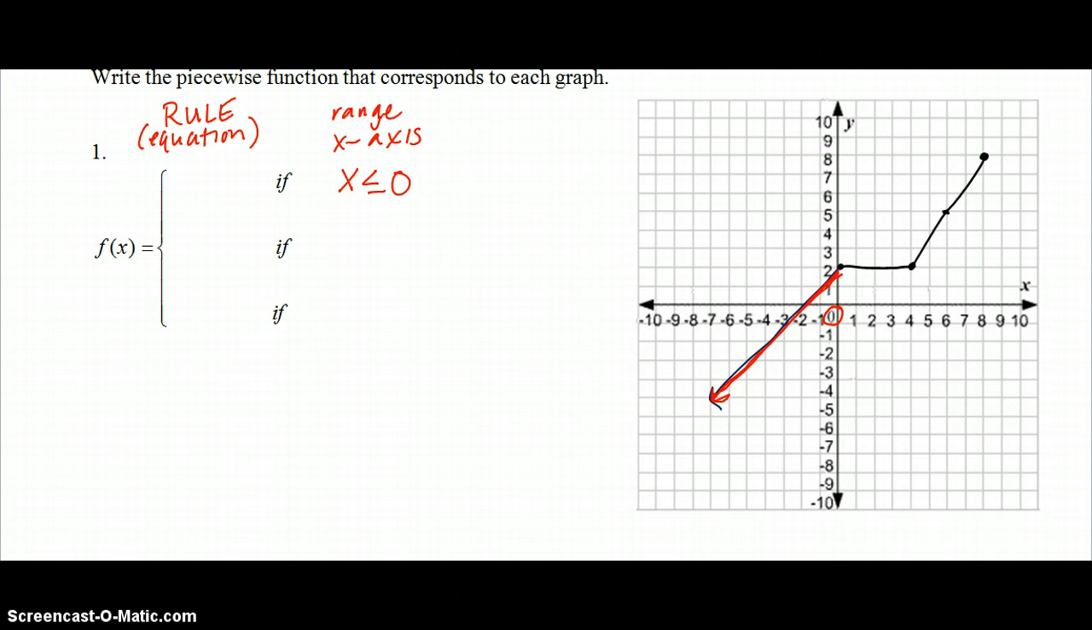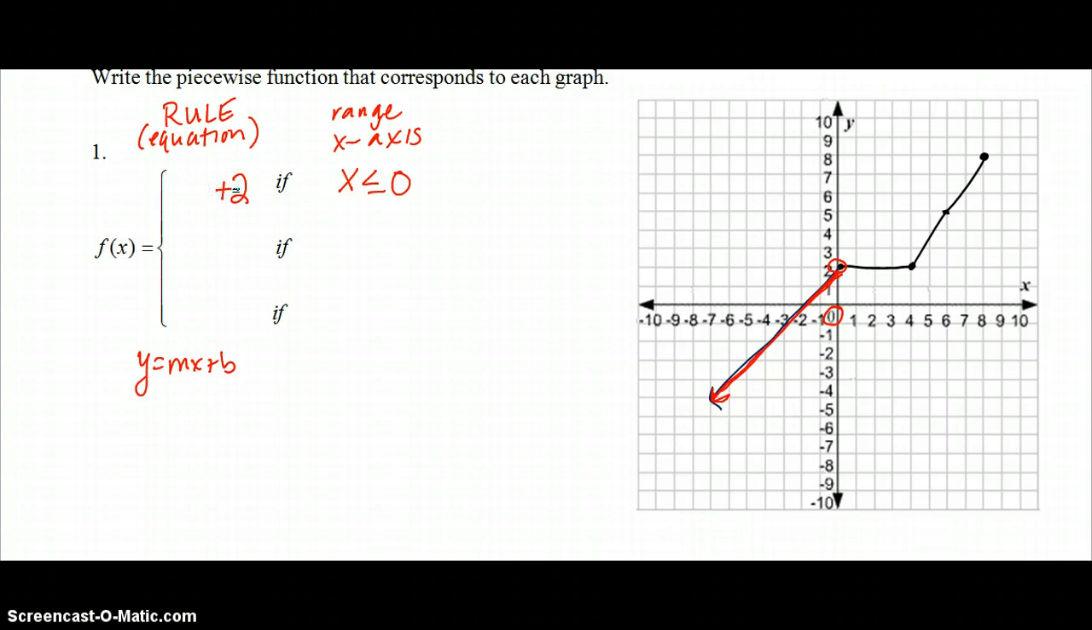Now if we want to find the rule or the equation of the line, we can use our y equals mx plus b form to help us figure that out. And remember our b stands for our y-intercept. So right here is our y-intercept, and that line intercepts at 2.